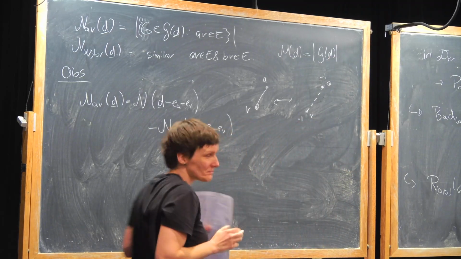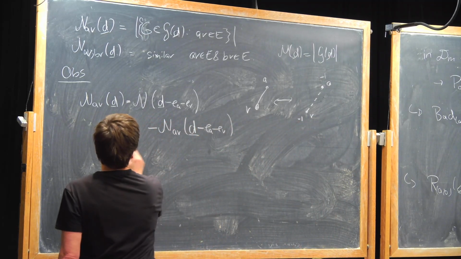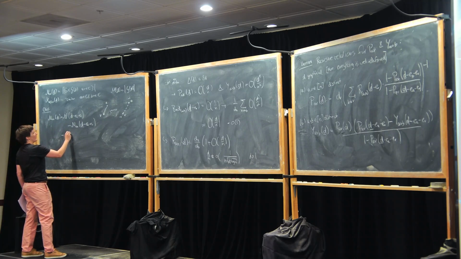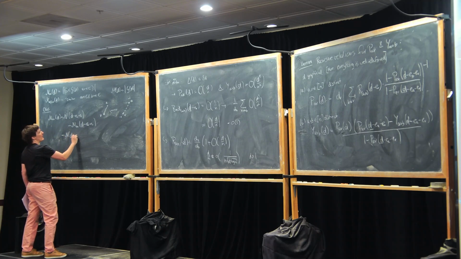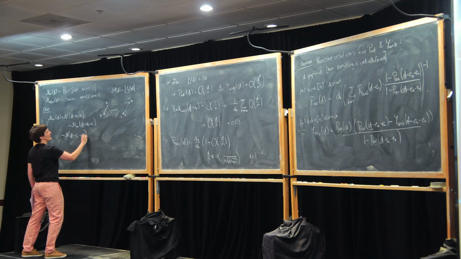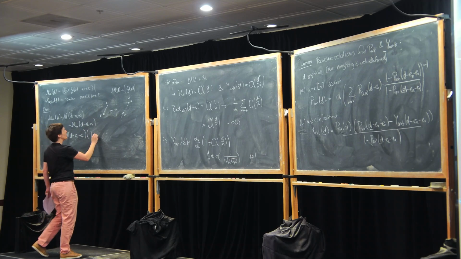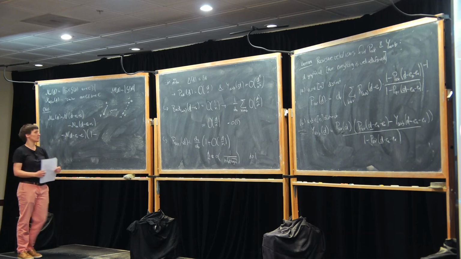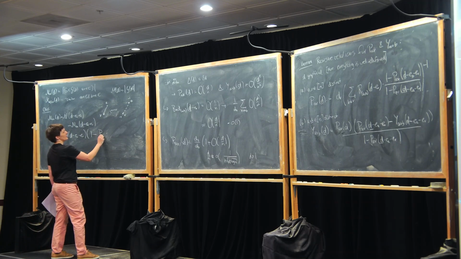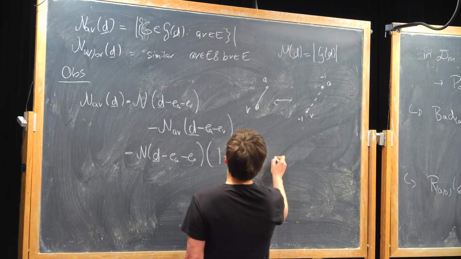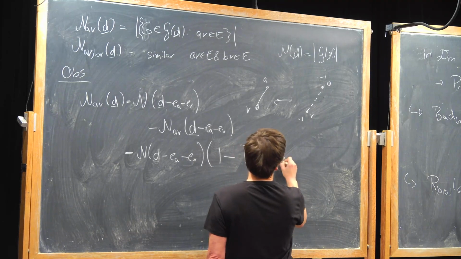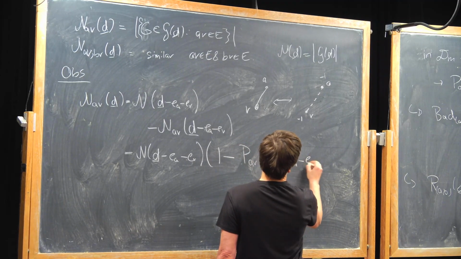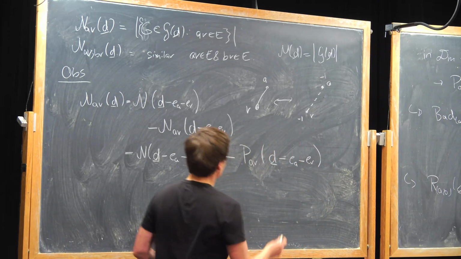Yes. Okay. And so if I pull this thing out, then this is the N of D minus EA minus EV times 1 minus the probability that I see an edge in the reduced space. So the probability I have an edge if I pick a graph uniformly at random with this reduced degree sequence. Okay?